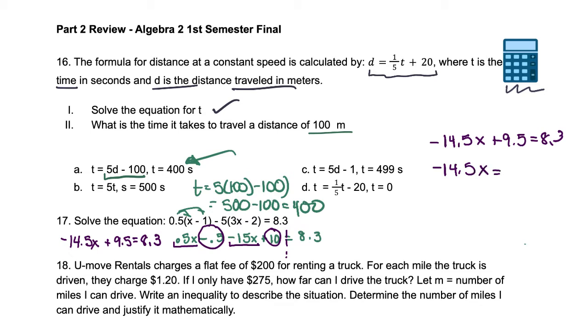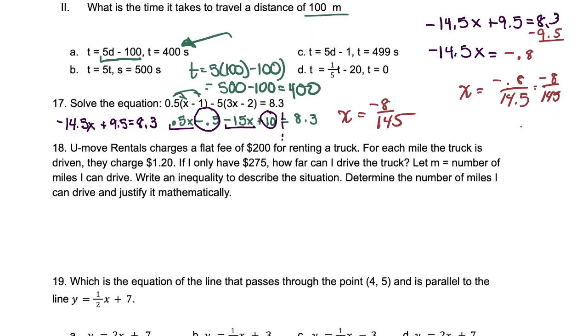Subtract the 9.5. Minus 9.5. What's that? Give me an 8, I think. Negative 0.8. And so x is equal to, I divide by my 14.5, negative 0.8 over 14.5. You get the point. It solves to whatever it does. Now I'm going to simplify this. I'll take the top times 10, take the bottom times 10. And I think that's it. So it looks to me like x equals negative 8 over 145. Not super confident in that answer, but we'll go with it for right now.